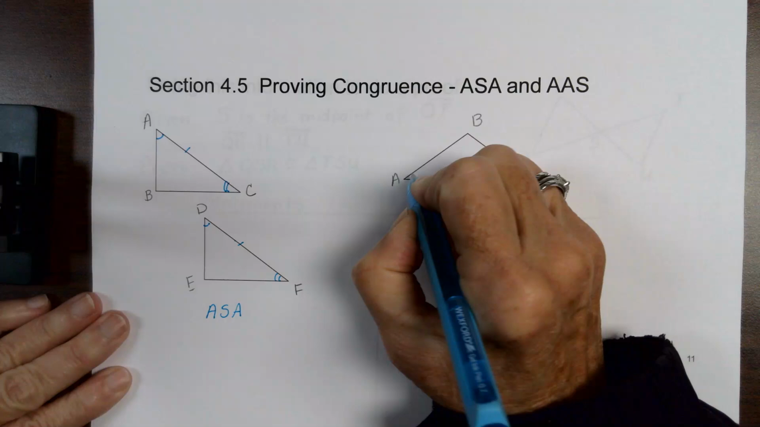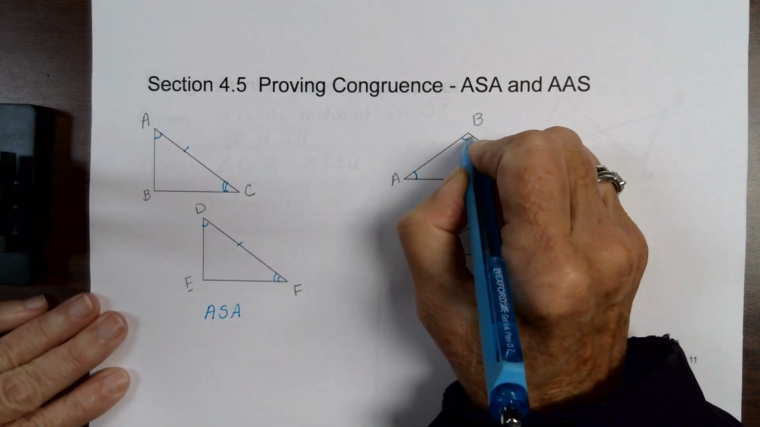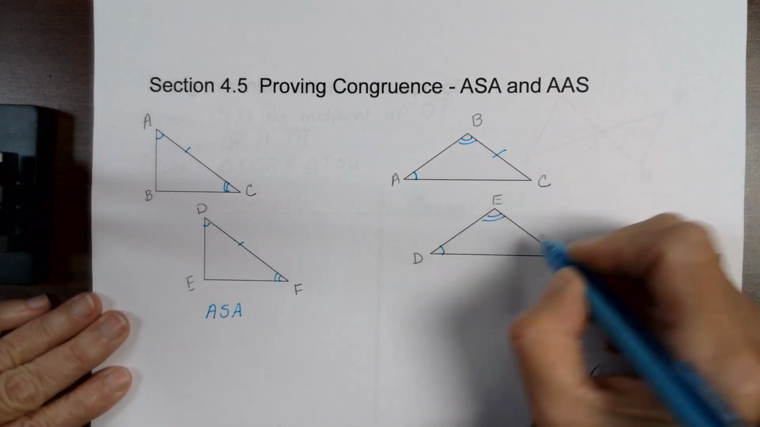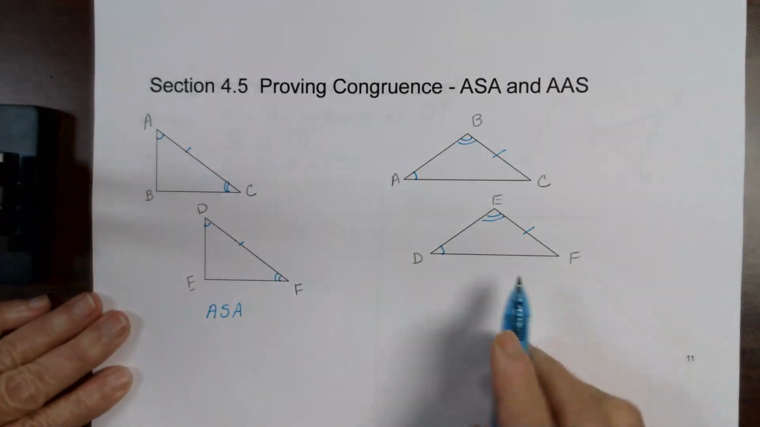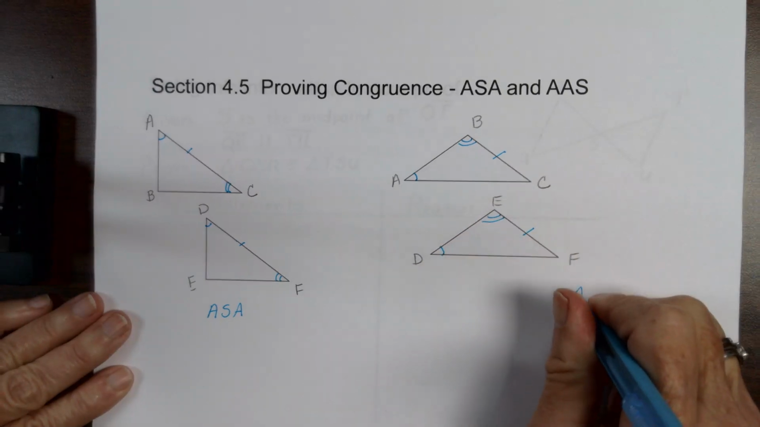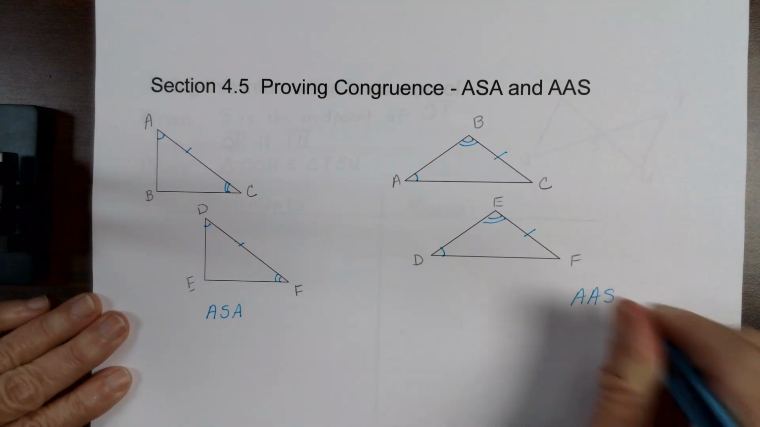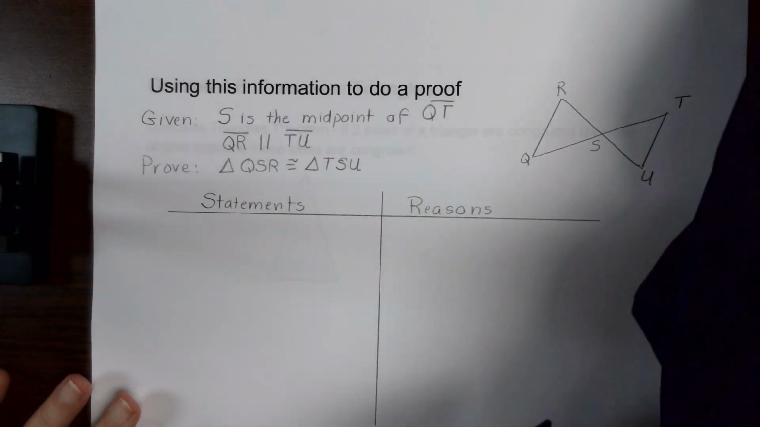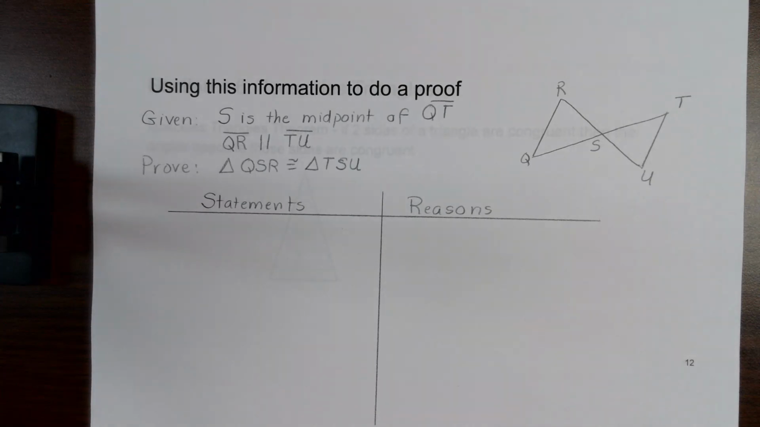This one you have 2 angles in a row, and then the side after them. So it could have been that side or it could have been that side. But this is angle, angle, side. Okay? These help drive your proof. So you're going to turn around and do a proof on that particular thing.